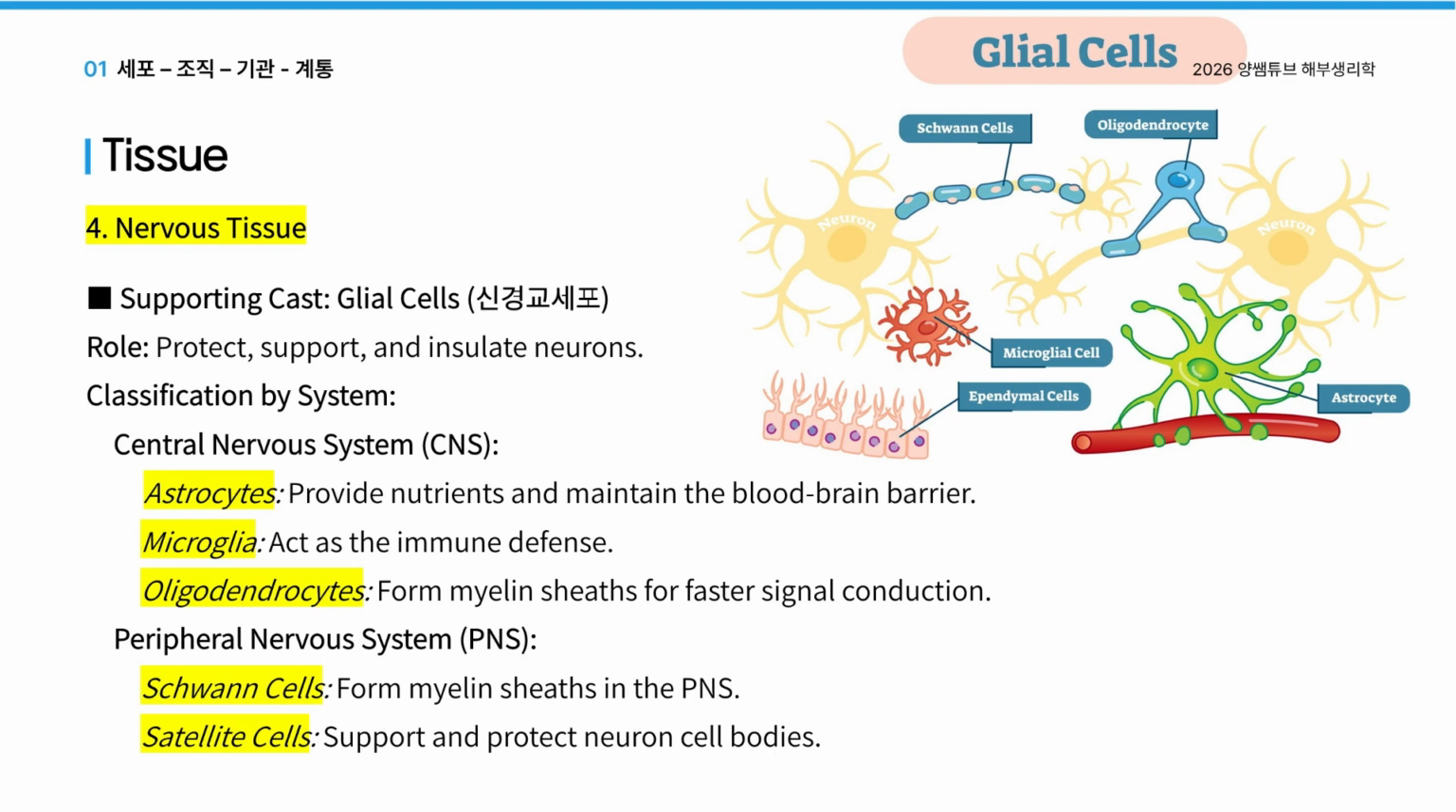2. Peripheral nervous system, PNS. Schwann cells. These are the PNS version of oligodendrocytes. They do the same job but in different locations. Schwann cells wrap around axons to form myelin sheaths in our limbs and organs. Satellite cells. Finally, we have satellite cells, which surround and protect the neuron cell bodies in the PNS.